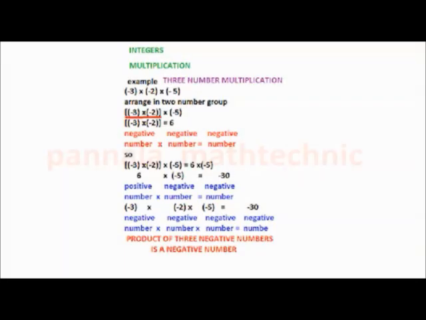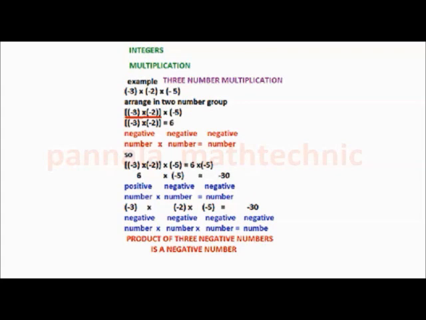Now multiplication of 3 negative numbers. Minus 3 multiplied by minus 2 multiplied by minus 5. Arranging in 2 number groups, minus 3 multiplied by minus 2 will become one group, and after that it multiplies with minus 5. So minus 3 multiplied by minus 2 results in 6, because a negative number multiplied by a negative number results in a positive number.